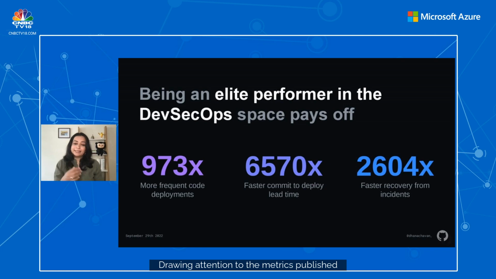Drawing attention to the metrics published in the recent State of DevOps report, we do see trends in high-achieving DevSecOps organizations. They are benefiting from closing gaps and removing existing bottlenecks. They are moving from 6-month deployments to multiple deployments in a day. Lead times from first commit to final deploy have dropped from 6 months to less than an hour, and recovery from incidents is faster, from days to hours or even minutes. So most of these organizations have realized the opportunities that we are seeing on these decks.